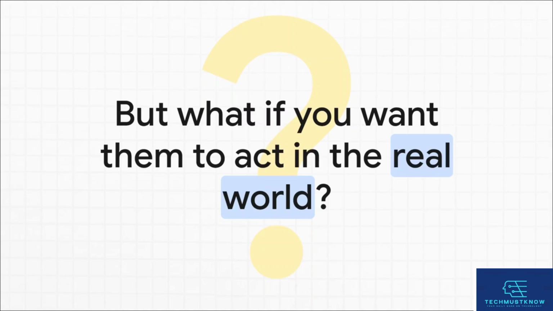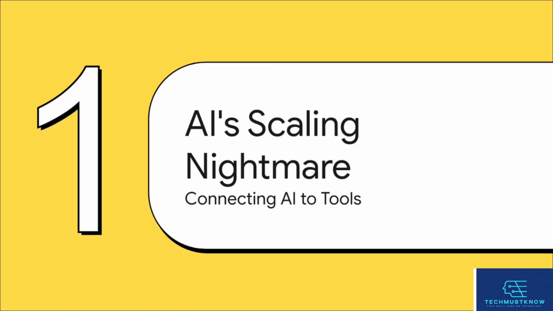Okay, but here's the big question. What happens when you want them to stop talking and start doing? Actually book that meeting for you or order a pizza. That's where things get messy. That's where the magic kind of breaks down and the real headache starts. And this right here, this is what developers are calling AI's scaling nightmare.